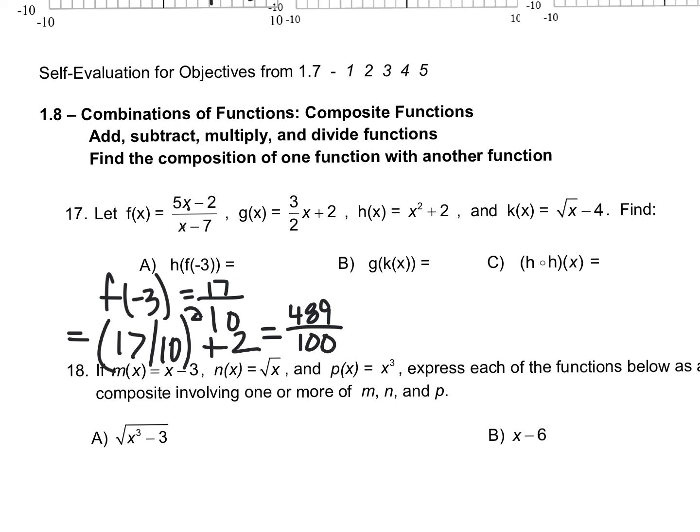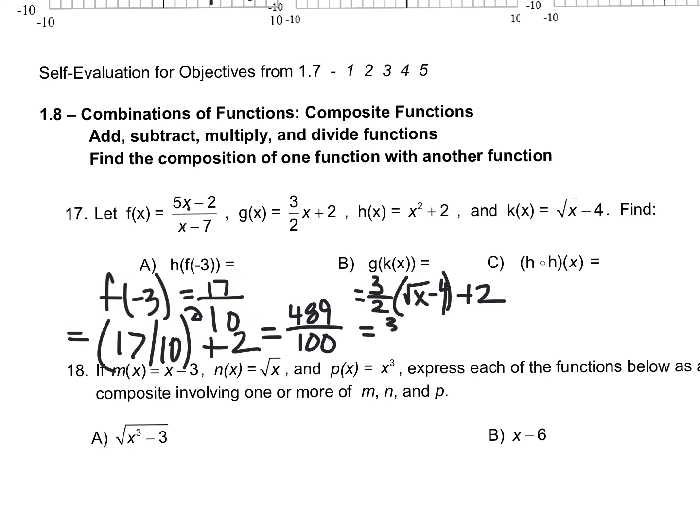Okay, so k of x plugged into g. I'm just going to put the equal sign here in the interest of space. I first write out g, because that's the outside function that's being plugged into. That's our g function, 3/2 x plus 2. And then we're plugging k in for it, which would give us a root x minus 4.